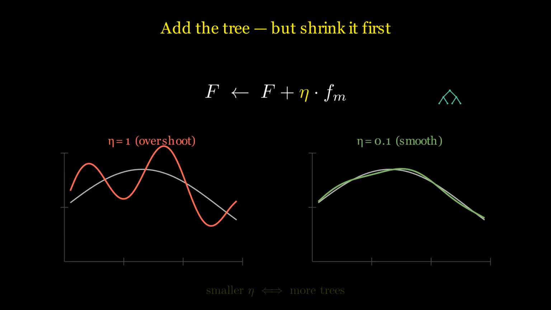There's a direct trade-off you'll feel in practice. A smaller learning rate usually needs more trees, more rounds, to reach the same quality of fit.